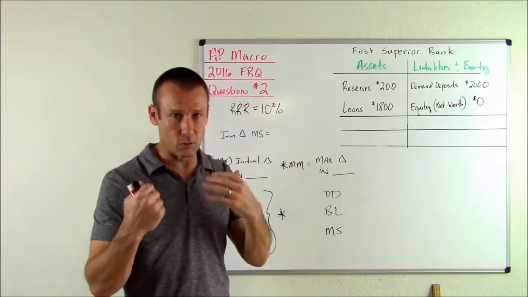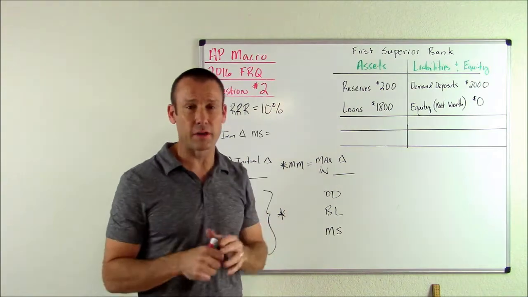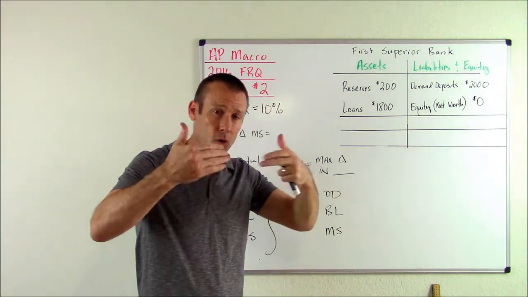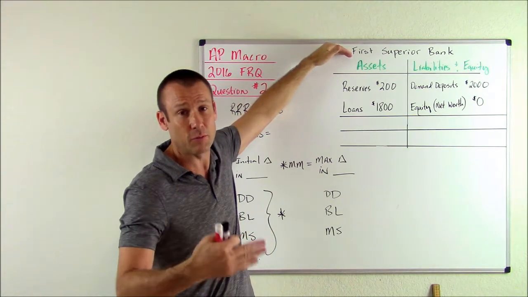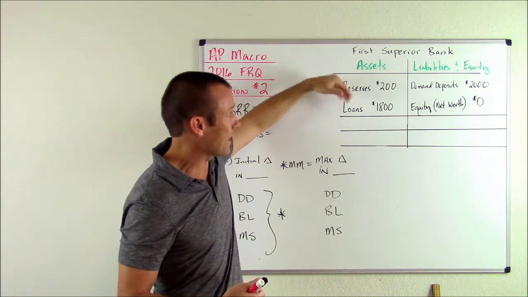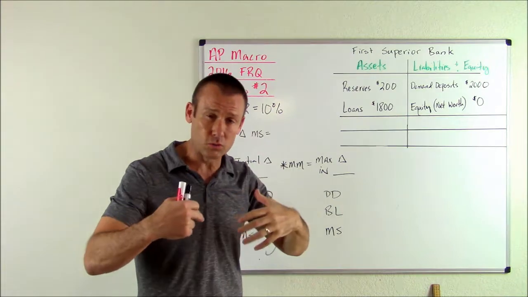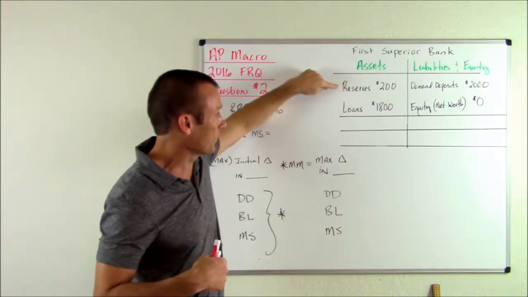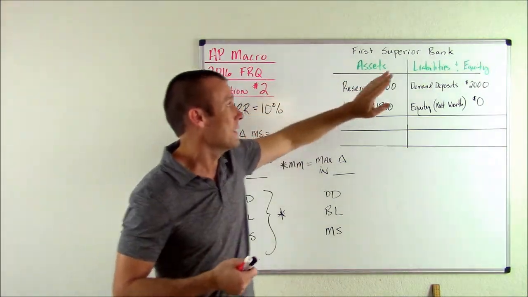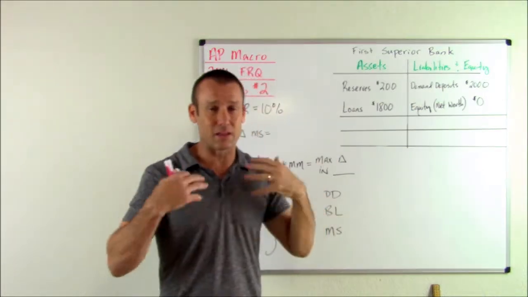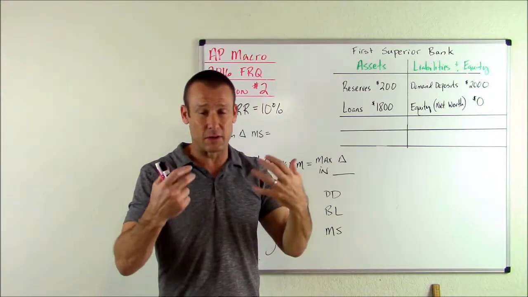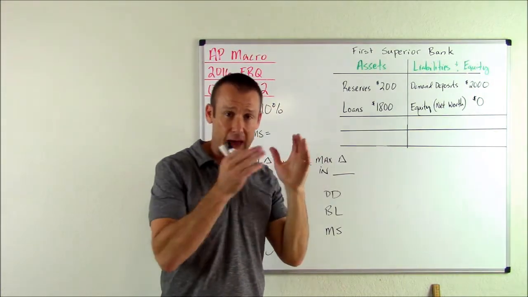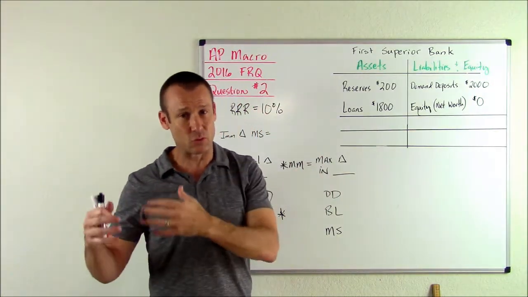Guys, just to get acquainted with balance sheets, assets, what are they? They're things that we own or are owed to us. When I say we, I'm talking about whoever's balance sheet it is. So these assets are things First Superior owns or are owed to them. They own their reserves, loans are owed to them. Their liabilities, that's their debt, that's what they owe to others. And then we've got equity, which is their net worth. At the end of the day, assets minus liabilities gives you the equity.